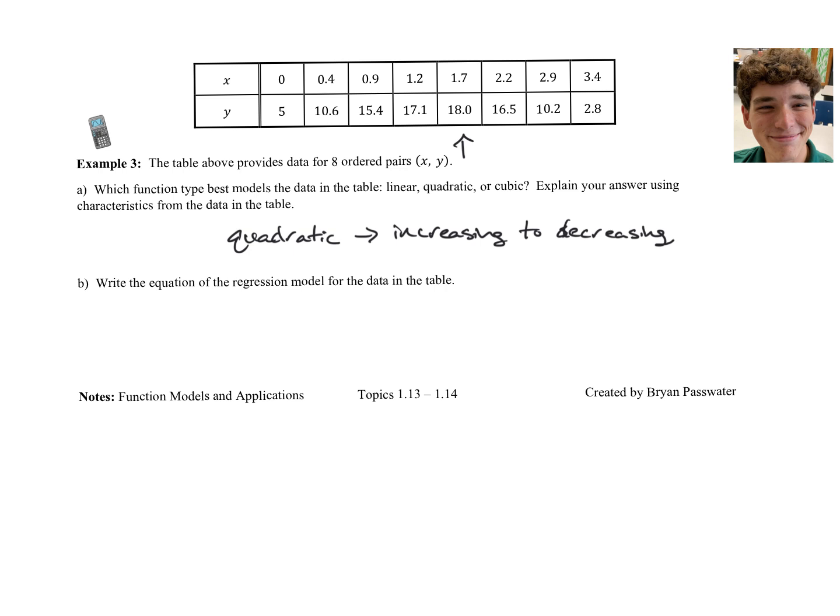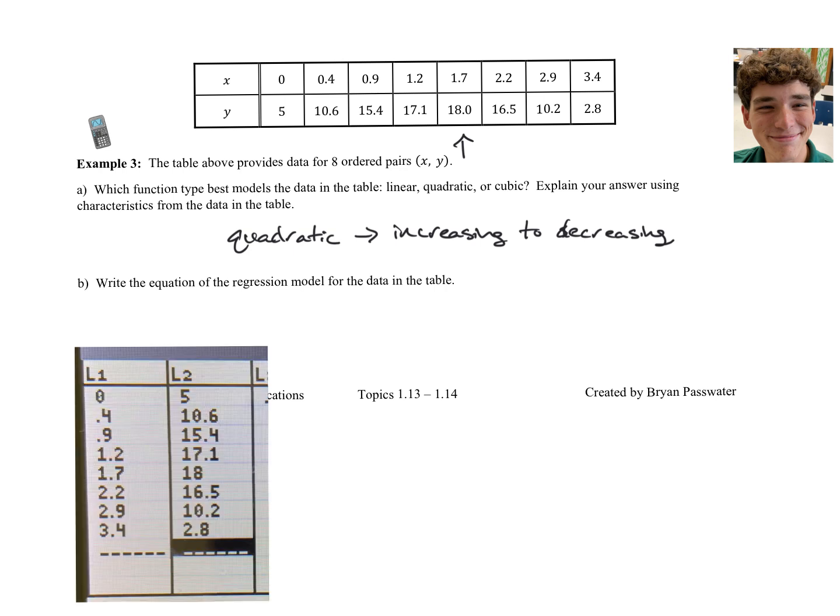All right, part B. We're going to write an equation of the regression model for this data in the table. So we're going to go back to our calculator, and we're going to go to Stat, and then Edit. Once we get our lists, we are ready to make our regression model. We go back to Stat, then Calc. Which one are we going to use? We want a quadratic this time. Which one says quadratic? 5. We're going to go to 5.